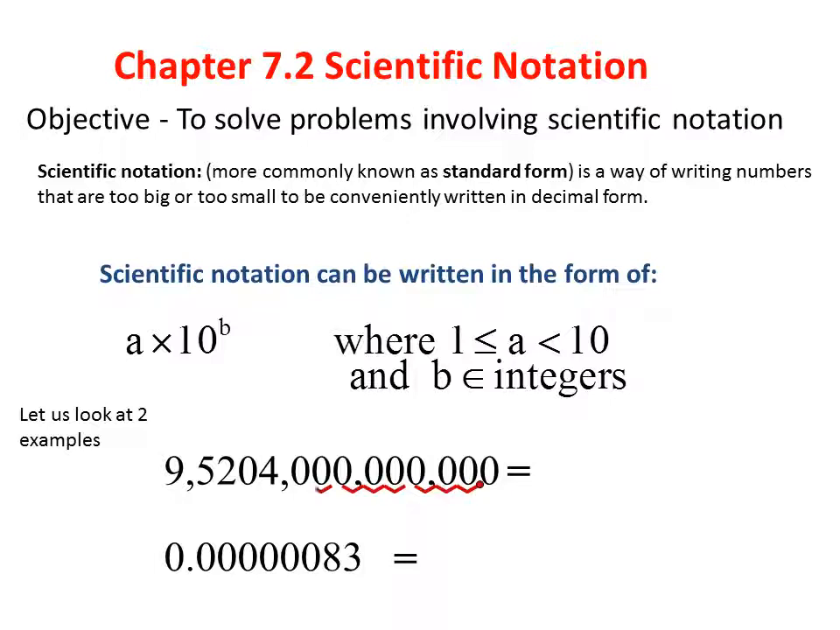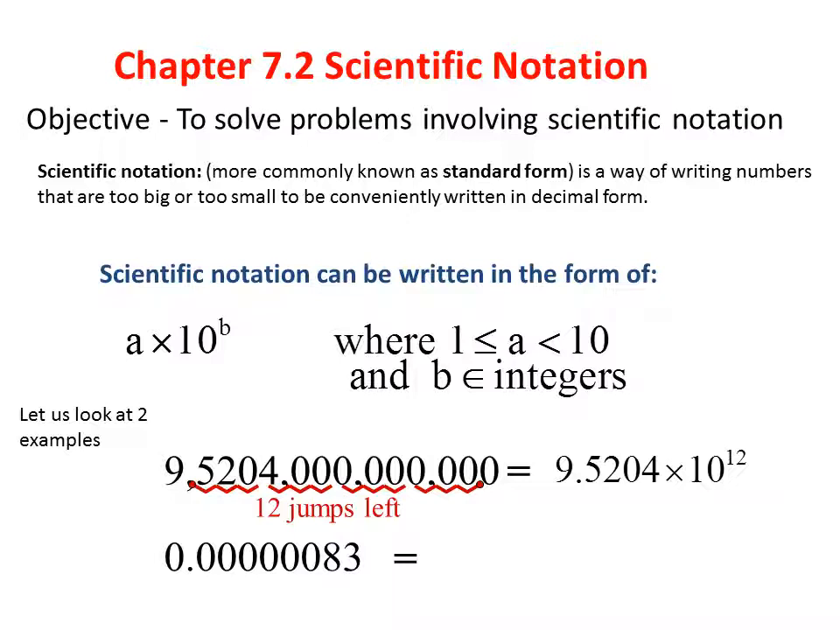Moving, we stop between 9 and 5. 9 now satisfies A, because remember what A is, right? Greater than or equal to 1, but less than 10. But how many places did I move from the right to the left? 12. That means that is my exponent. That's my B.